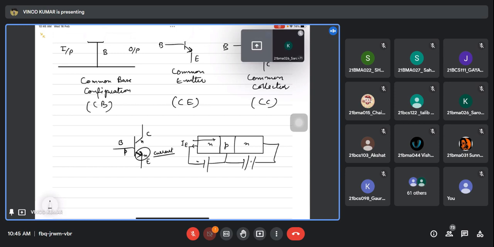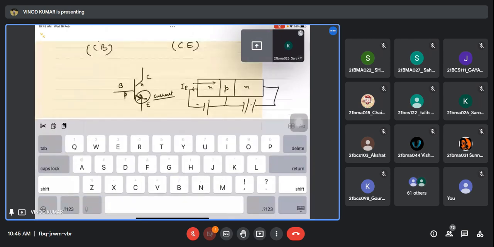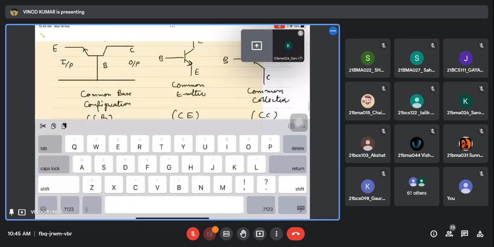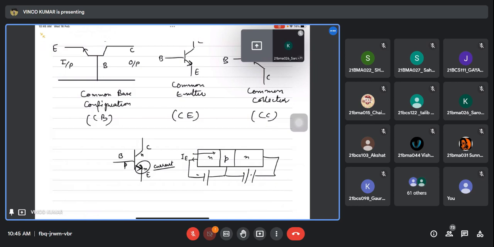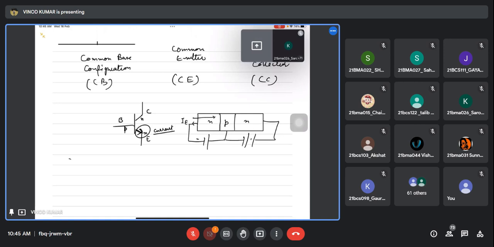Okay, now we talk about this characteristics. Common base configuration.